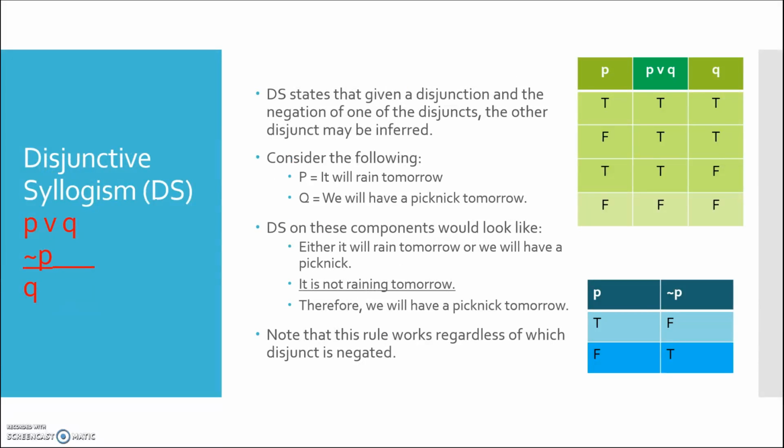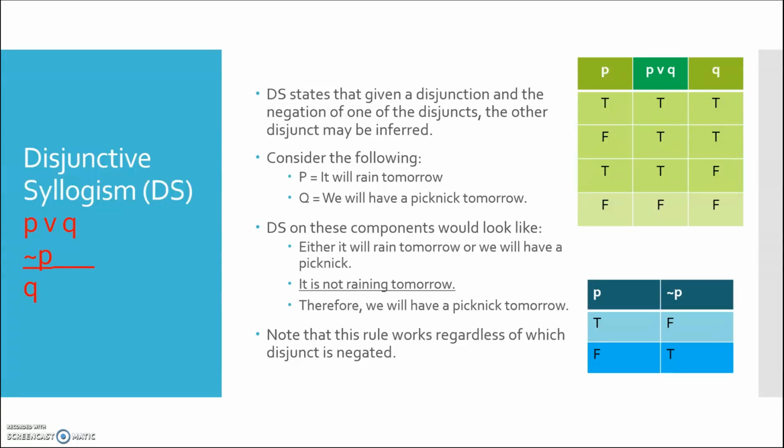Now we will move on to the rules which use disjunctions. And the first one is the disjunctive syllogism, often abbreviated as DS. DS states that given a disjunction and the negation of one of the disjuncts, the other disjunct may be inferred.